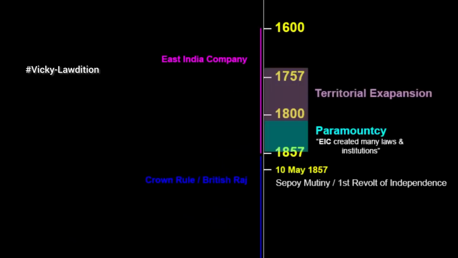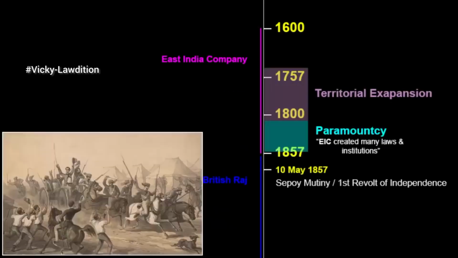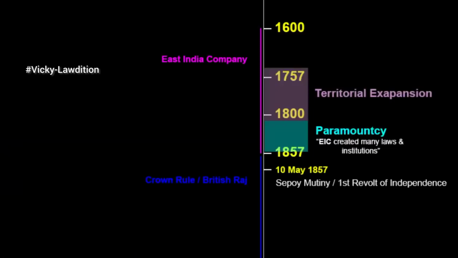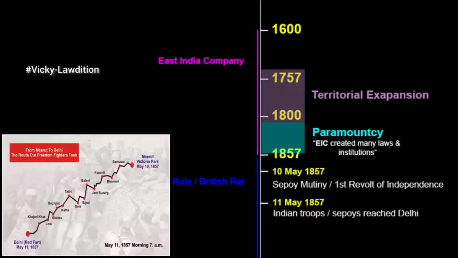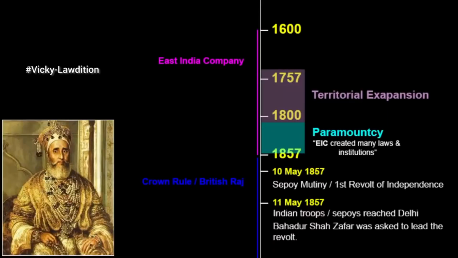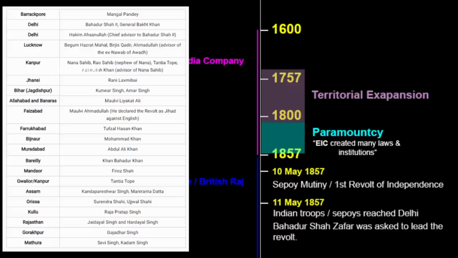1857 revolt. On 10th May 1857, in the town of Meerut, a mutiny erupted among the Indian troops of the East India Company's army. Next day, that is on 11th May 1857, early morning, the Indian troops reached Delhi and asked Bahadur Shah Zafar to lead them. Here are the names of the Indian leaders who are associated with the revolt of 1857.